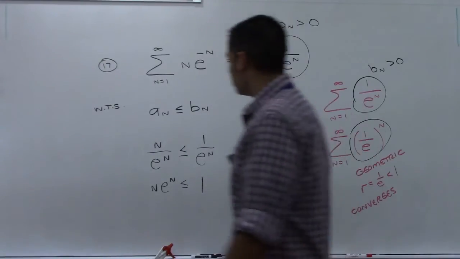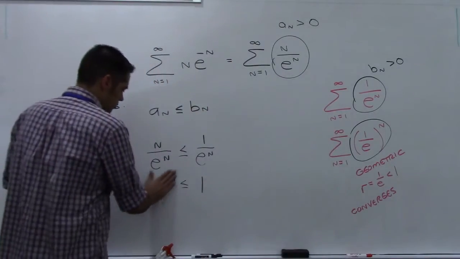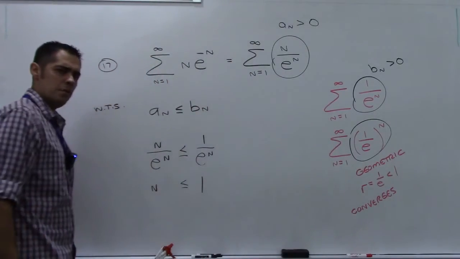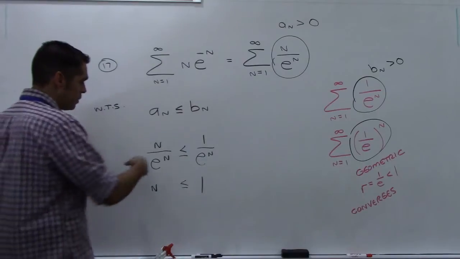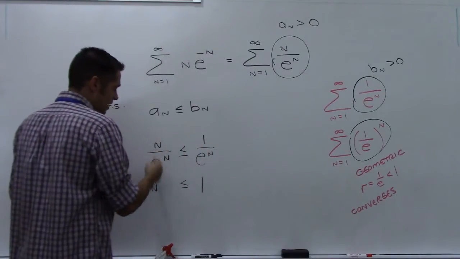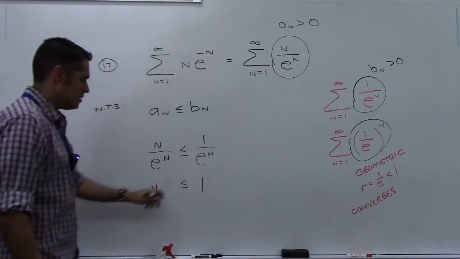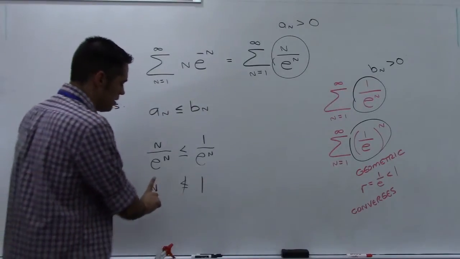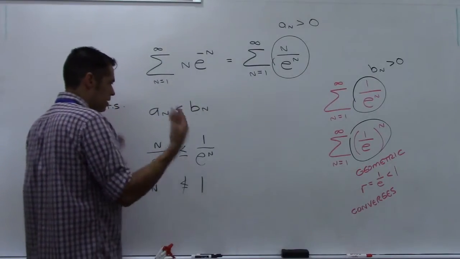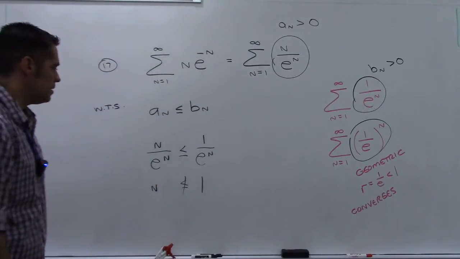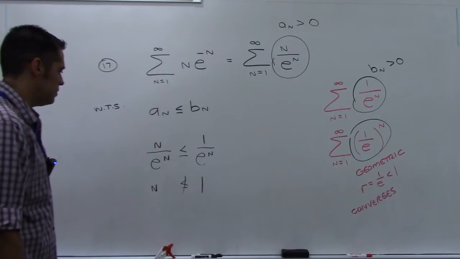I don't know where my brain just went. Sorry about that, it's back. I multiply both sides by e to the n. I get n is less than or equal to 1. That is not true. Only when n is 1, yeah, it's true, but when n is 2, 3, 4, it doesn't work. So this comparison doesn't appear to be working for me.